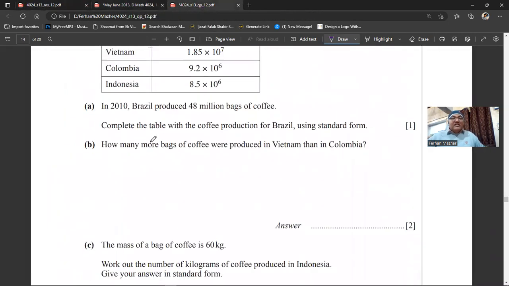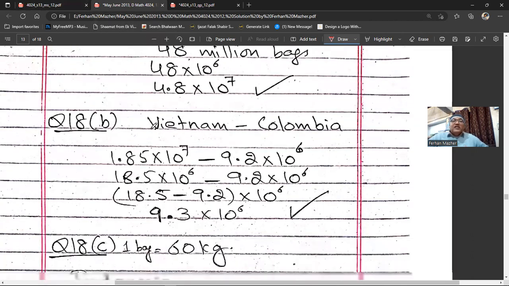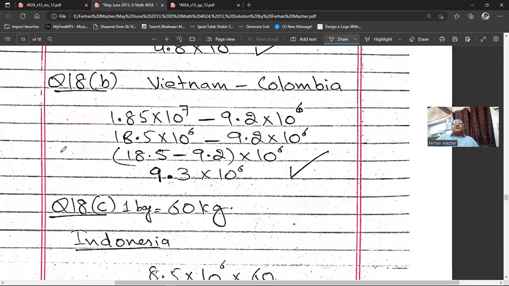That's right. The B part is how many more bags of coffee were produced in Vietnam than in Colombia. So you have to find out the difference between these two. It is 1.85 x 10^7 minus 9.2 x 10^6. So I will move this decimal one step here. So it will become 10 raised to power 6. Now I will take 10 raised to power 6 common. So you will have in the bracket 18.5 minus 9.2.